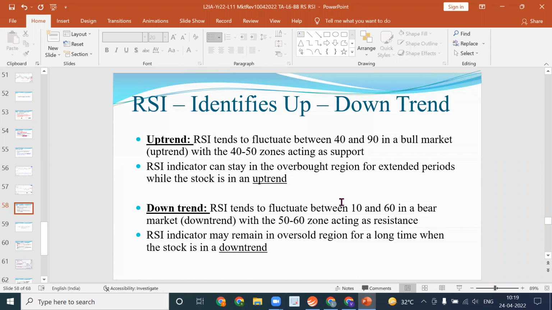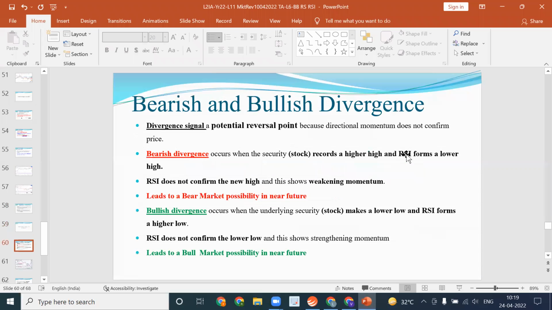When the downward trend is there, it will start from up, it will come down and it will go below 35. When the upward trend is there, it will go above 40 to 50 and then right up to 65. Sometimes it goes up to 70, 80 also. There is something called divergence.